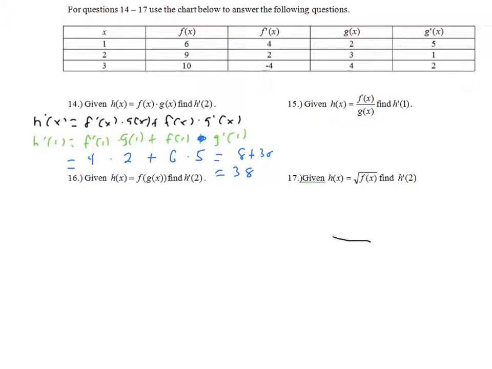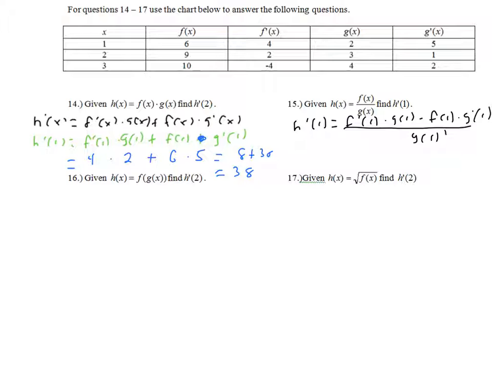Similar to what's happening there, now we're going to be using the quotient rule. And I'm not going to write it all out. I'm going to write it out as h prime of 1. So h prime of 1 is equal to f prime of 1 times g of 1 minus f of 1 times g prime of 1 divided by g of 1 squared.